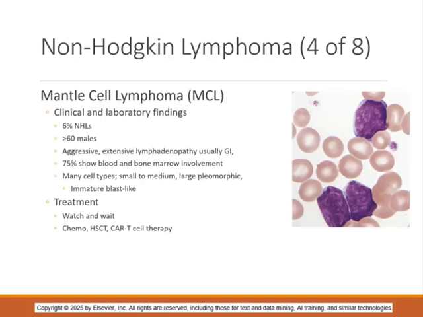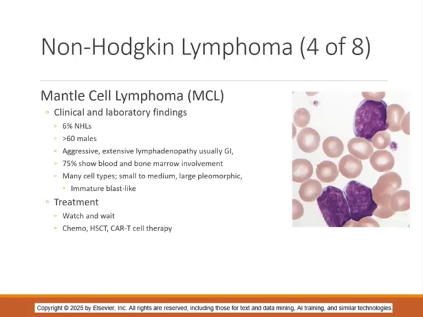The next NHL is mantle cell lymphoma. That's 6% of all the NHLs out there. It's usually men greater than 60 years of age. It's pretty aggressive. It has lymphadenopathy, and it's usually seen in the GI tract. In 75% of them, it will go into the blood and bone marrow. That's why it's important that we constantly do CBCs to check on these people.